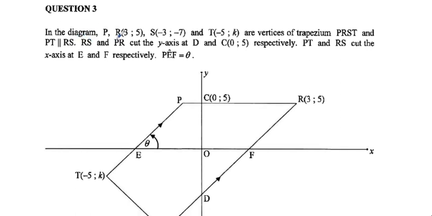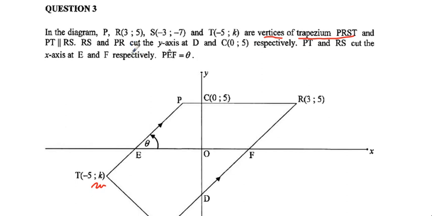Okay. In the diagram, P, which is an unknown coordinate, R, which is (3; 5), S, which is (-3; -7), and T, which is (-5; k), are vertices of a trapezium. And they give you the additional fact that PT is parallel to RS. So in other words, the gradient of this line is equal to the gradient of that line. They are equal. Important fact, because you couldn't have found the gradient here. And remember, you have an unknown coordinate in T, that is the y.